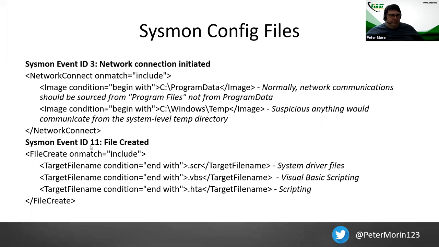File created, Sysmon event ID 11. So include anything with an SCR, VBS, or HTA. Again, anytime that you're dealing with phishing files, for example, and you're creating files on the system, I want to understand when any of these files are created with these extensions.